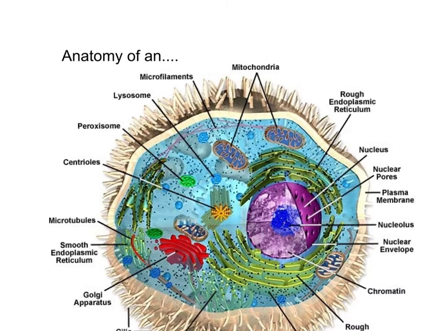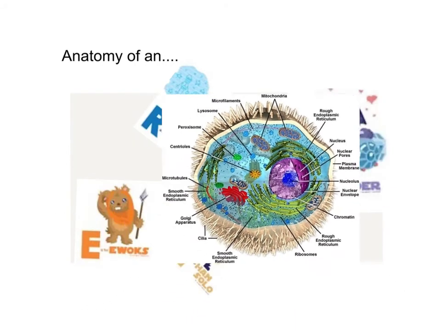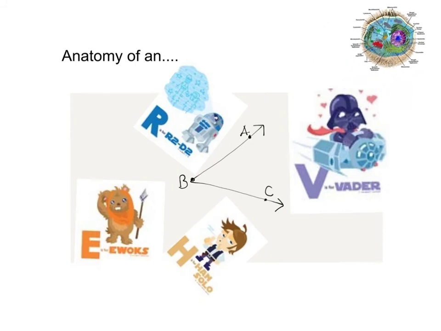So today we're going to look at the anatomy of, do you know what this is? This is an animal cell. We're not going to be looking at the anatomy of an animal cell. You can do that in biology. Instead, we're going to look at the anatomy of an angle.